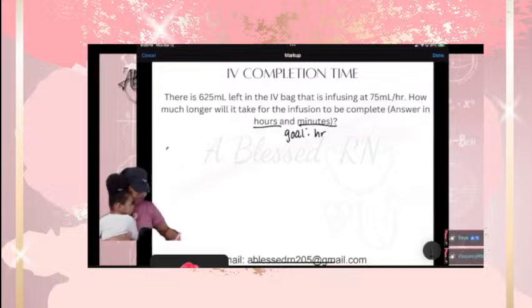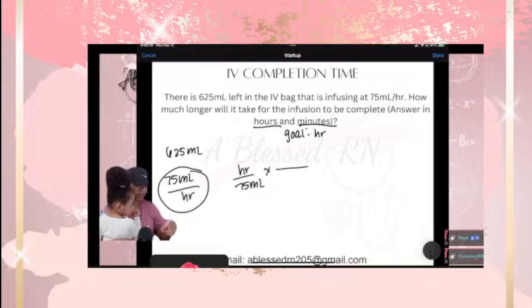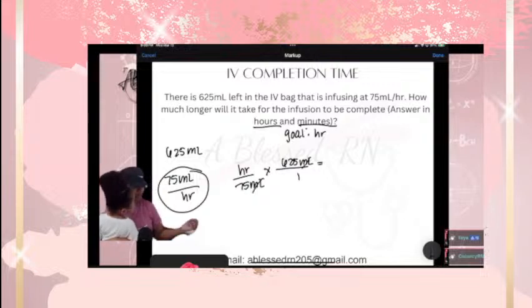So we have 625 milliliters, and we got that going at 75 milliliters per hour. If I'm looking for hour, I'm going to take this puzzle piece and flip it over. So hour over 75 milliliter. Okay, now we got milliliters at the bottom. We need milliliters at the top. So 625 milliliters over 1. Okay, your milliliters cross out, and you're left with hours.